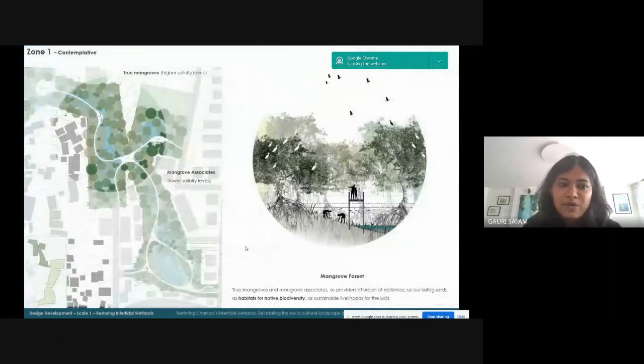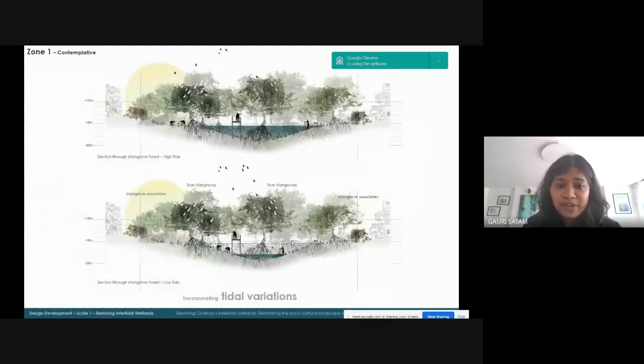So starting with some of my zones and just getting into these zones. So starting with a mangrove forest, which is closer to the creek, which kind of hosts the native biodiversity, and it changes from the tidal variations, where you can actually see the fisher folks coming and fishing in these waters.